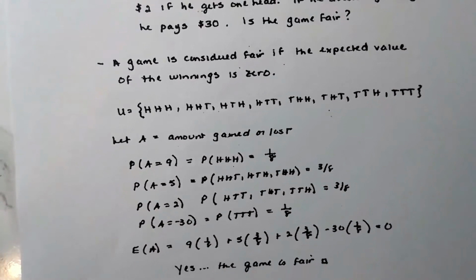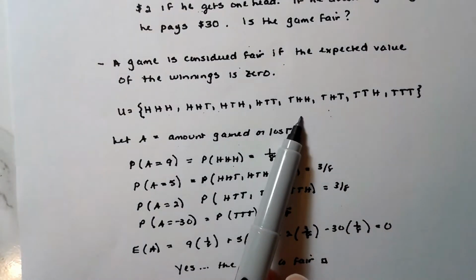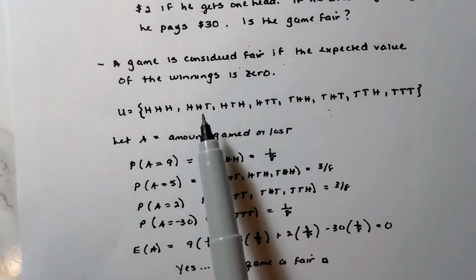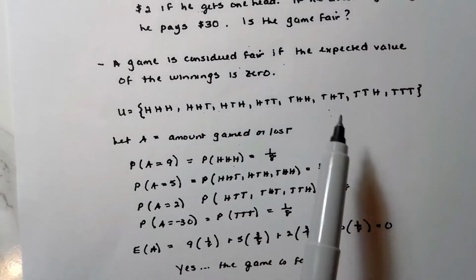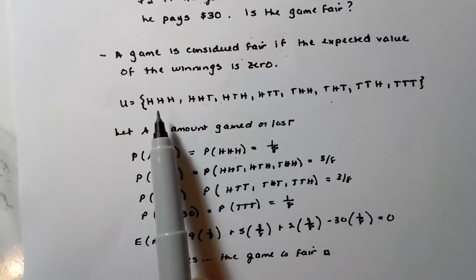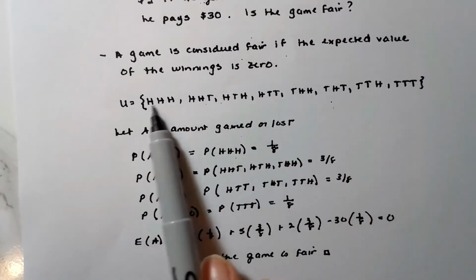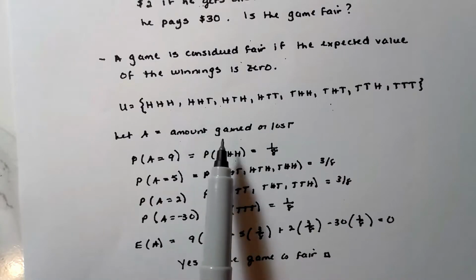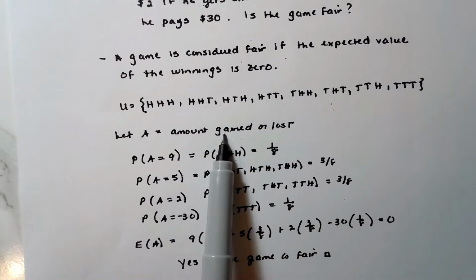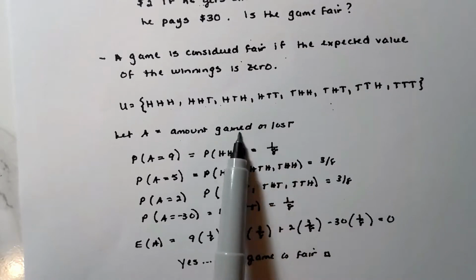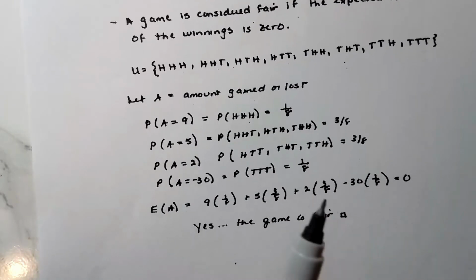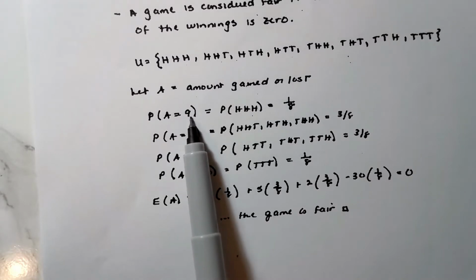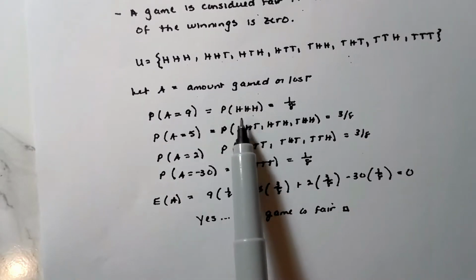Okay, so, you can write out your sample space if you want to. You really don't have to, but it just helps to see it, I think, sometimes for some of you. So here's the sample space of all the possibilities. There's 8 different possibilities, okay? And I'm letting A be the amount gained or lost. I'm either going to earn money or I'm going to lose money. Win or lose, right?